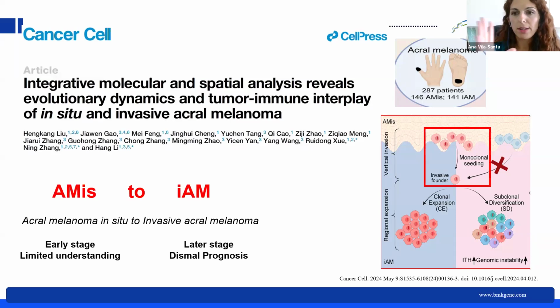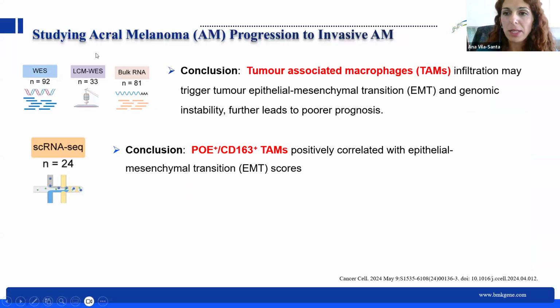It used a very large data set and also very different techniques. So I'm just going to focus on some key points here. So using these 3 omics approaches, exome sequencing and bulk RNA, the authors were able to pinpoint that there are these types of tumor-associated macrophages that infiltrate the tumor and may trigger the transition from epithelial to mesenchymal. And this transition is important for invasiveness. And so basically these TAMs may lead to a poorer prognosis.